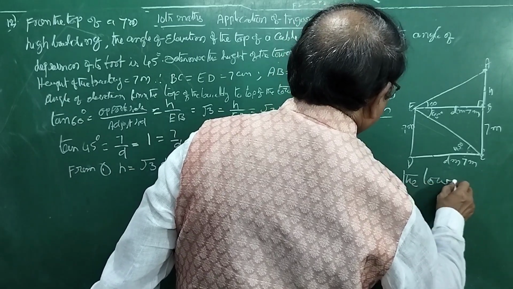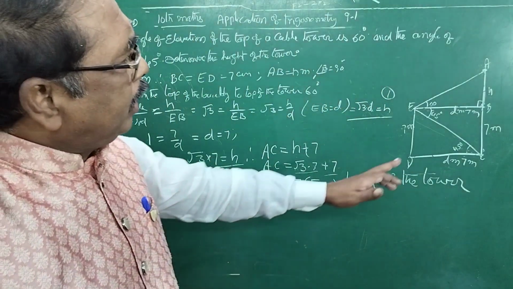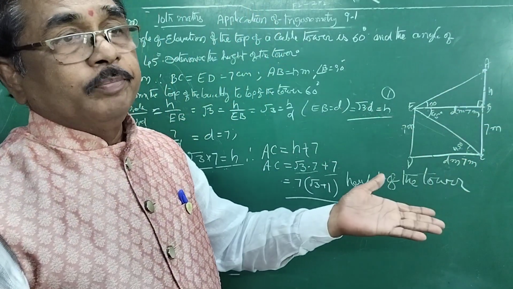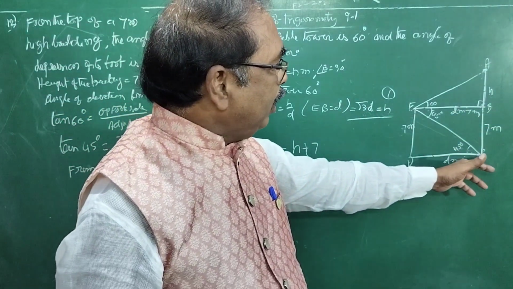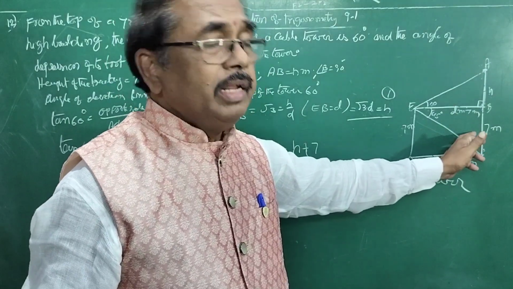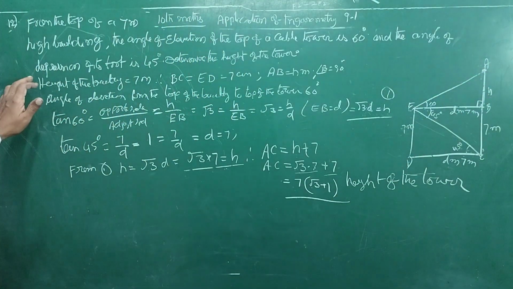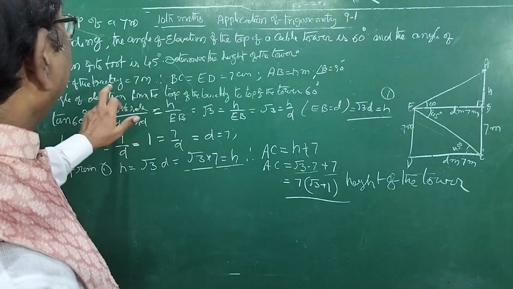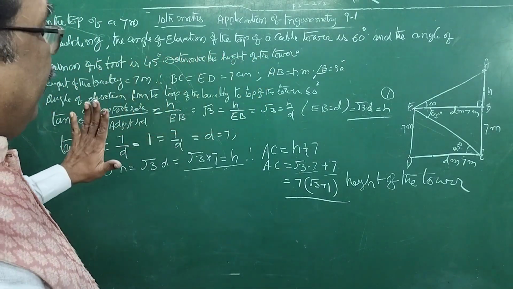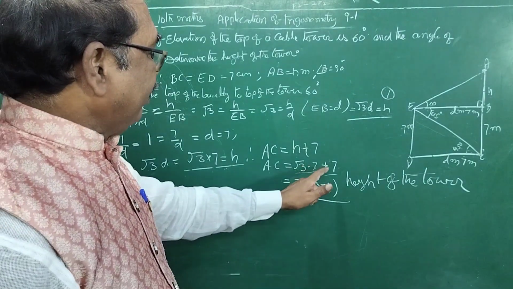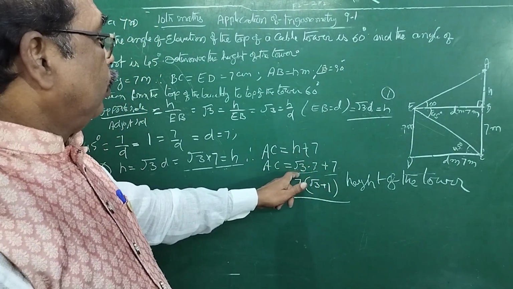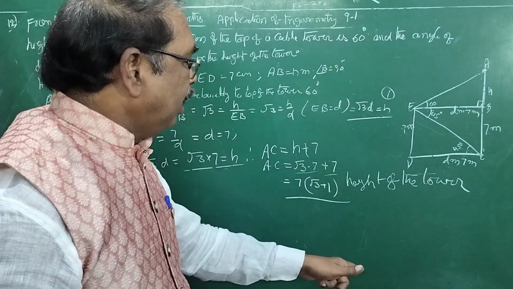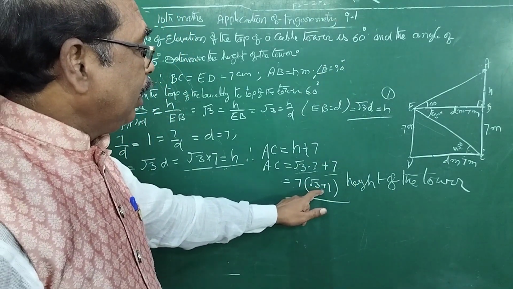Are you able to understand? Here, first we found only the height of the tower above the building. Total height of the tower: from here to here is the building plus the tower. By determining the height of the tower and the height of the building, the tower is only root 3 into 7, plus the building is 7. Total height is 7 into root 3 plus 1.